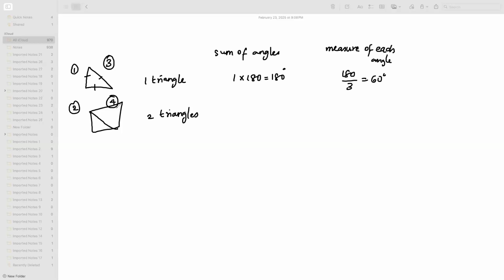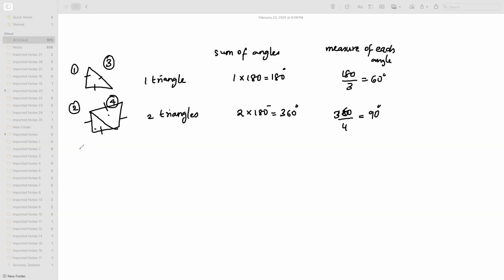What is the sum of the angles here? Just because there are 2 triangles, it will be 2 times 180, so that will be 360. Suppose they are all equal, let's say it's a regular quadrilateral, then what is the measure of each angle? 360 divided by 4, which is 90.